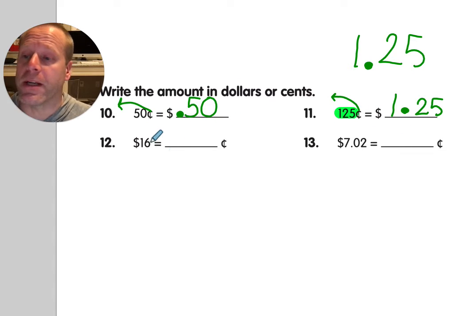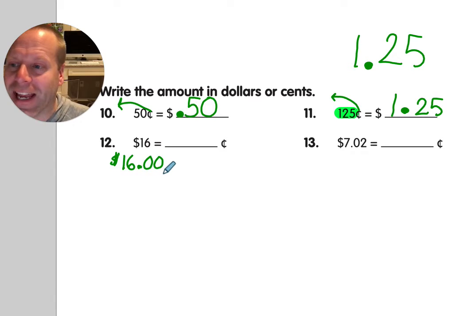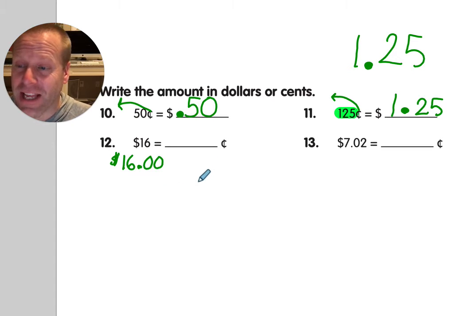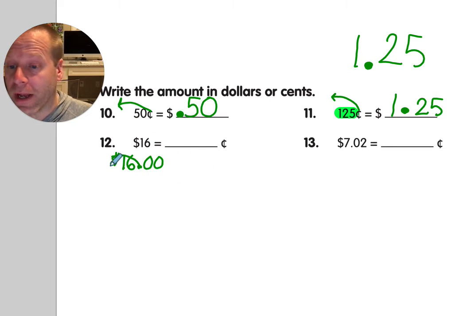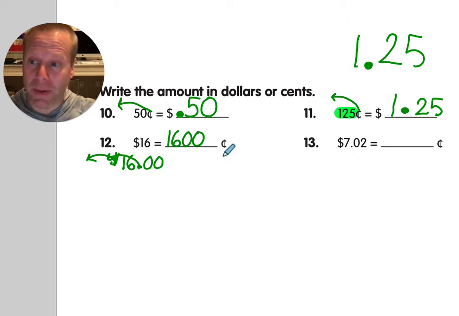Now let's do the opposite. So here I have the dollar sign, right? So if you think about $16, $16 is really written like this. $16 and no cents. They didn't put the cents in here, but if you're writing this as cents, you're going to get rid of the decimal point. You're going to get rid of the dollar sign, and you're just going to write 1,600 cents. Wow. That's a big pile of pennies.